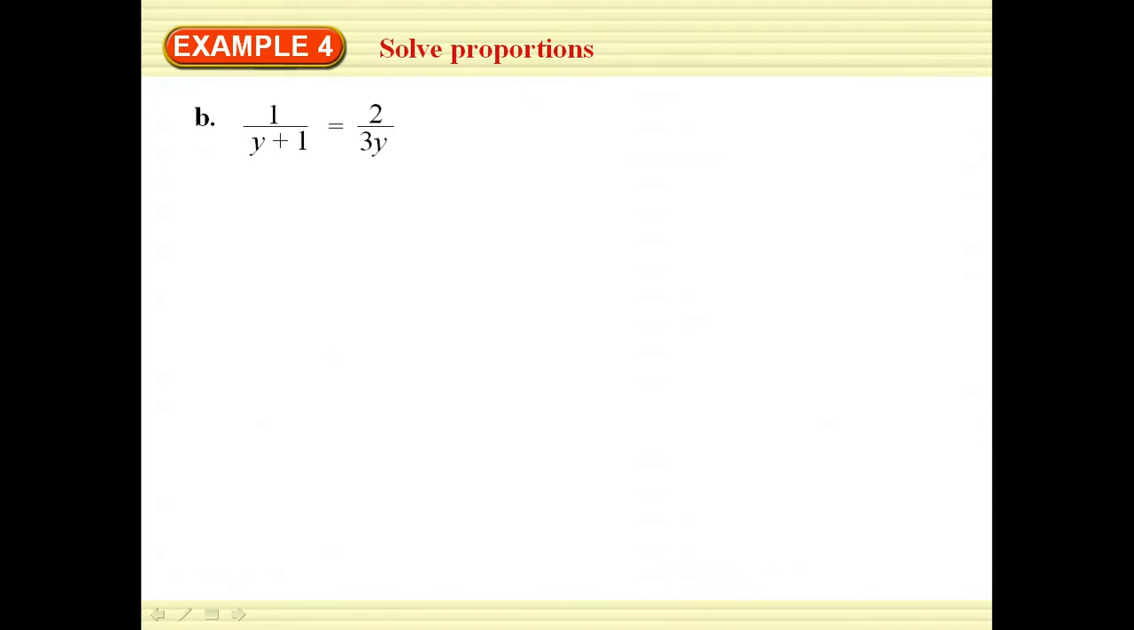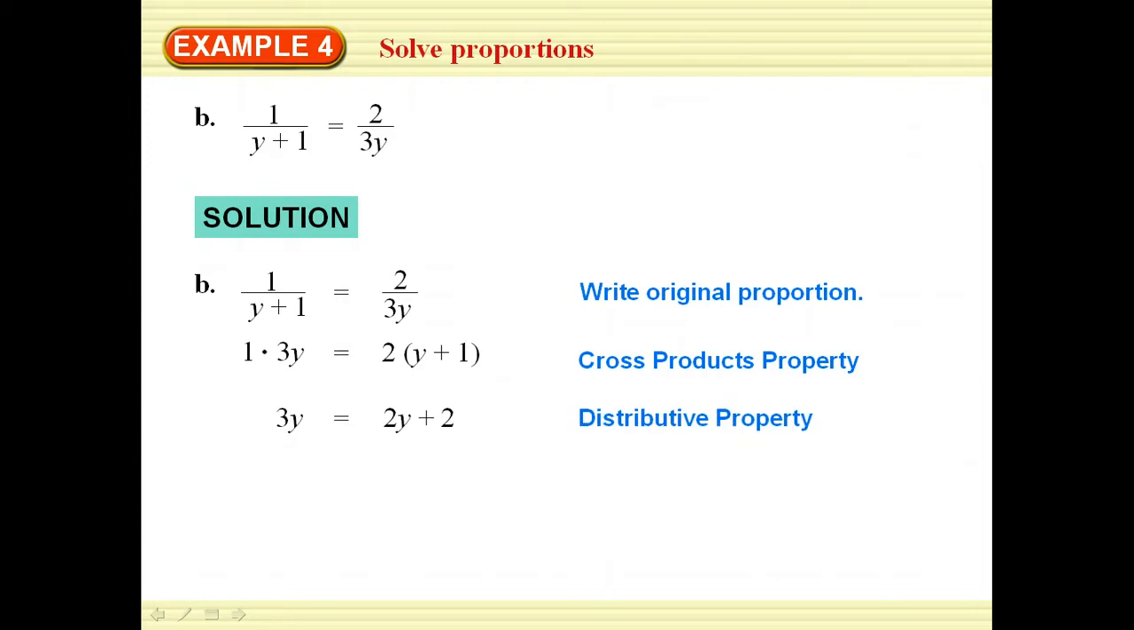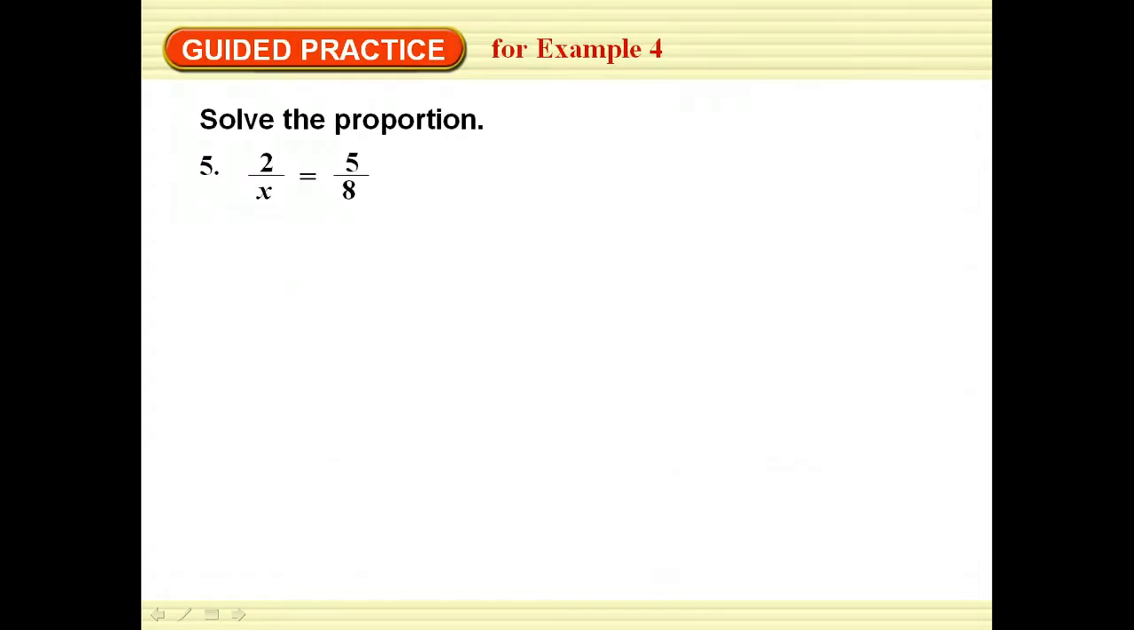When I have one like this, I need to be very careful, because when I set up my cross product, I have to remember that the 1 is times 3y, but the 2 is times the entire y plus 1. So I have to use my distributive property there to get 2y plus 2. Then when I subtract, I can see that y is 2.